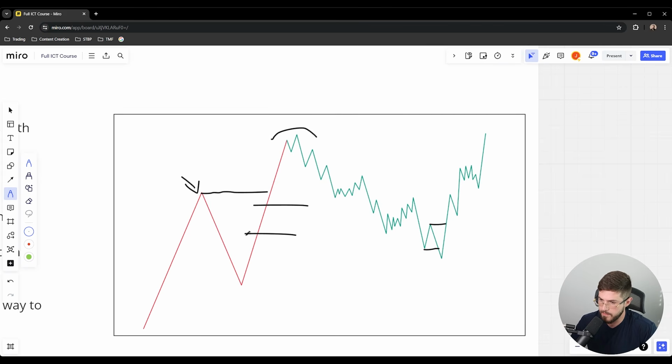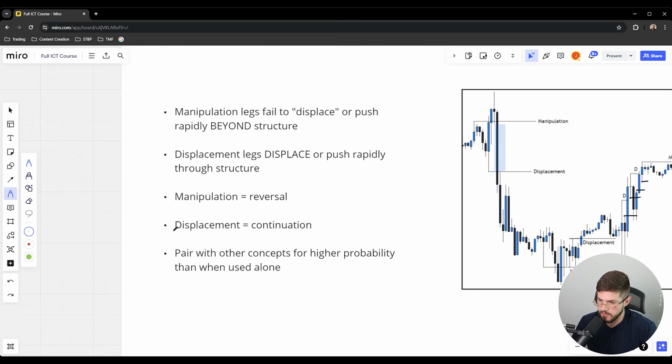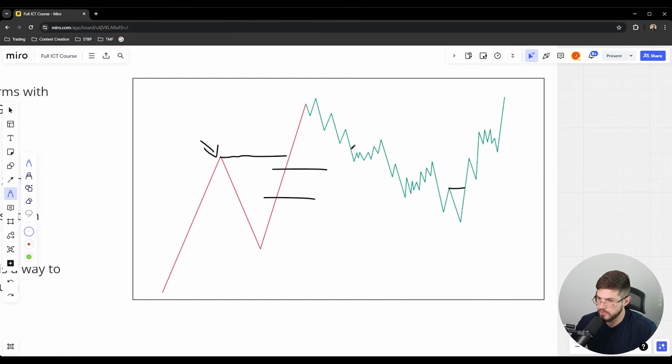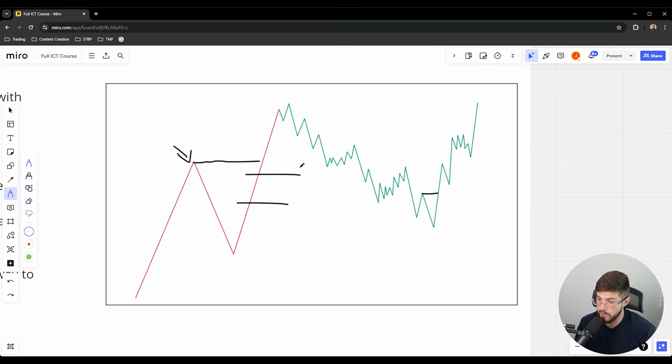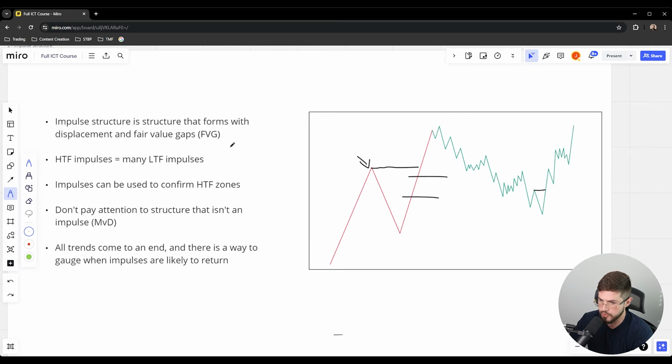Because like we talked about, if this market impulses right here, whenever we come down, we're expecting it to do that again. We're expecting it to continue, because remember, displacement equals continuation. So if we know that, we can use the lower time frames and use things like market maker models and internal and external range liquidity to get daily bias and find trade setups. But the foundation of all of this is understanding manipulation and displacement along with impulse structure.